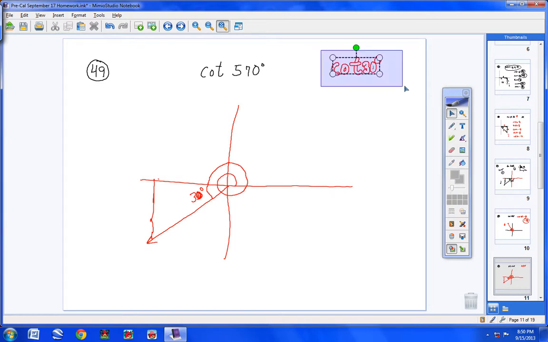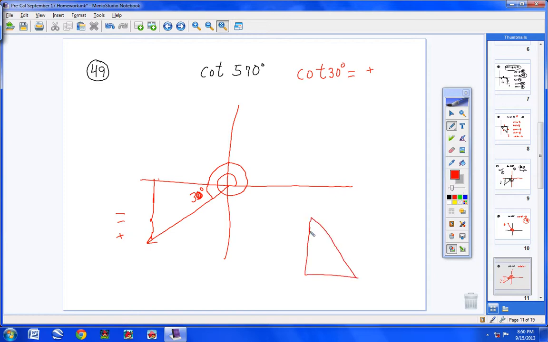You've got to check your signs. And in this quadrant right here, tangent is positive. So cotangent would also be positive. So positive sign. And now how do I find the cotangent of 30? Well, think about that special triangle I taught you guys how to draw. Okay, this is 30 up here. This is 60 down here. This would be 2. This would be 1. This would be square root of 3. So there's your special triangle.